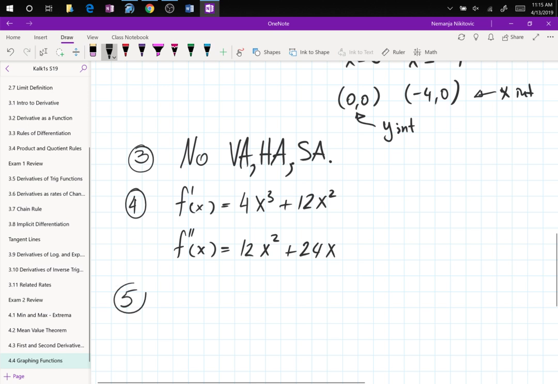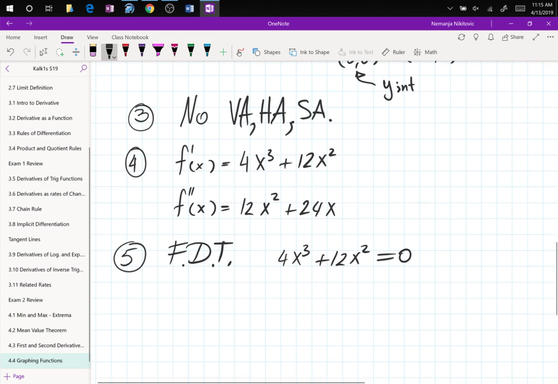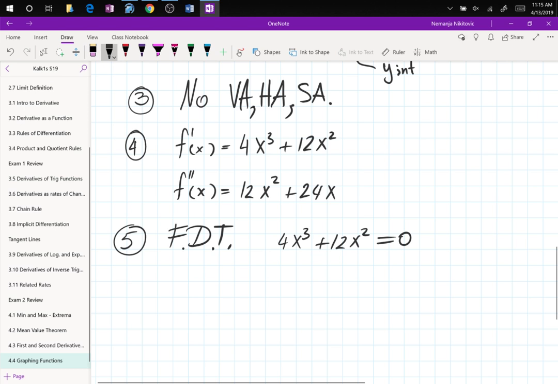So now 5. First derivative test. We take our calculation up there for the derivative and we set it equal to 0 to find the critical numbers, critical points, min, max, and all of that stuff. So we factor out 4x squared, and what's left is x plus 3. We have x equals 0 from the first and x equals negative 3 from the second when you set each one to 0. And these are our critical numbers.